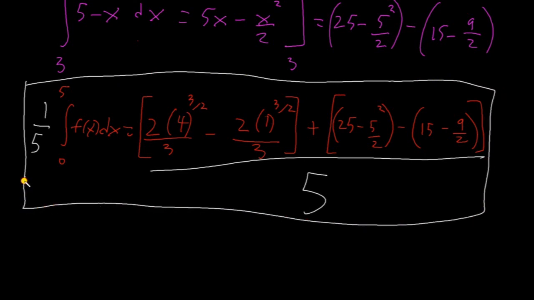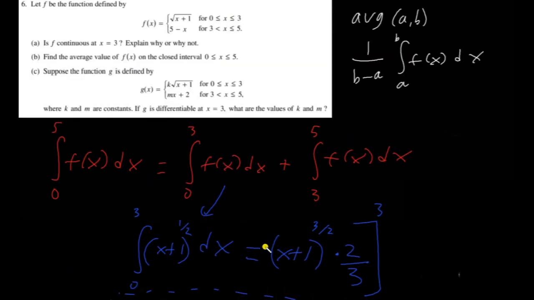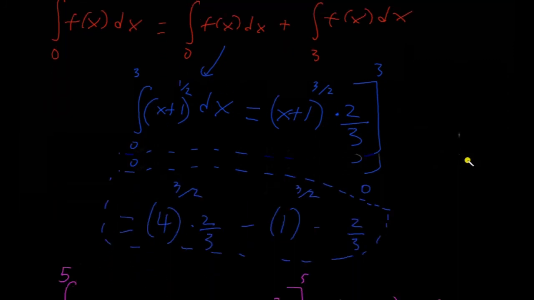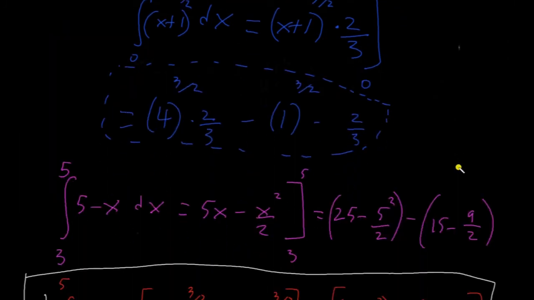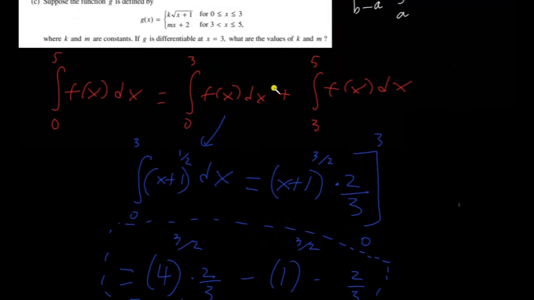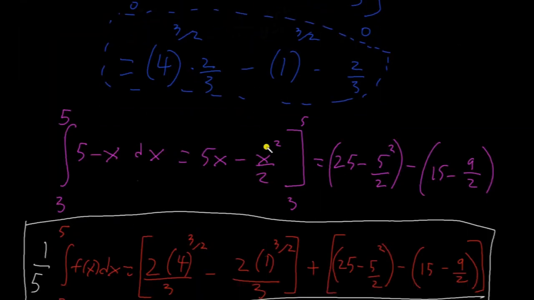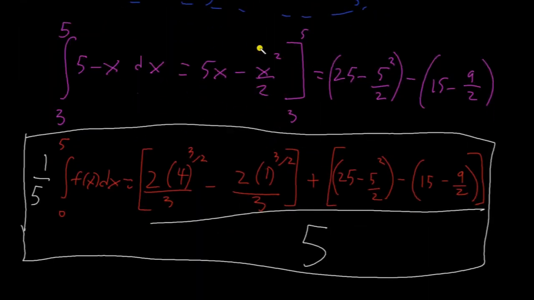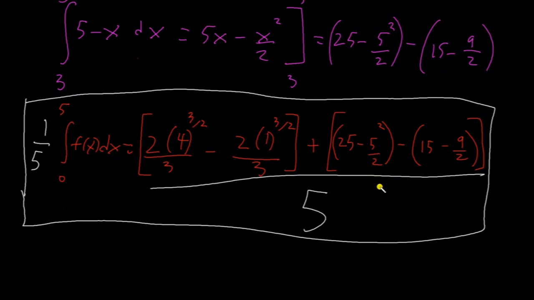Did they ask us for anything else, or is that it? Let's see. Yeah, they just asked for the average value. So this was a 4-point question. 1 point for splitting the integral up into 2 pieces. 1 point for evaluating the blue integral. 1 point for evaluating the pink integral. And 1 point for the final answer.